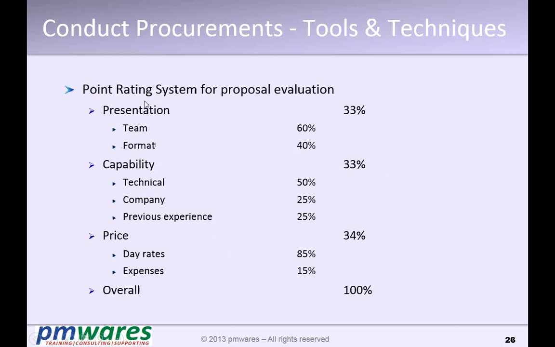This is one example of source selection criteria. A point rating system for proposal evaluation is provided here, and there are 3 aspects to it. One is some numbers for the presentation, some numbers for the capability, and some numbers for the pricing, so that you stay balanced and stay focused on your objective instead of only pricing.